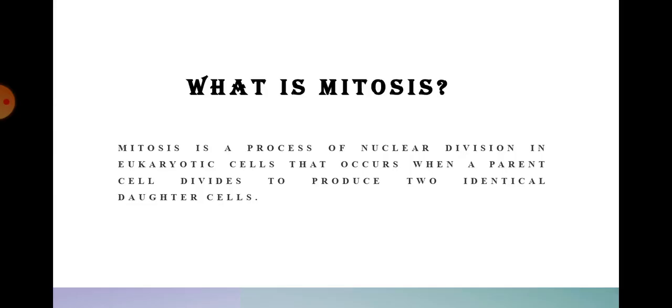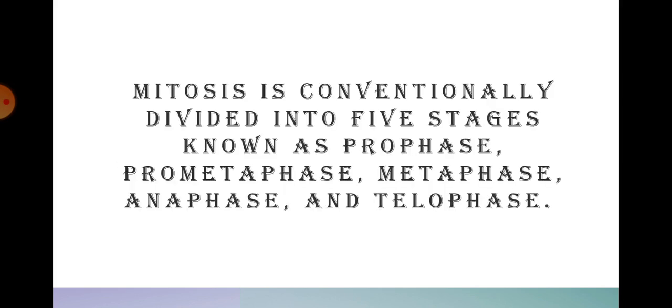What is mitosis? Mitosis is a process of nuclear division in eukaryotic cells that occurs when a parent cell divides to produce two identical daughter cells. When we say mitosis, it is a part of the cell cycle in which replicated chromosomes are separated into two new nuclei. Mitosis is conventionally divided into 5 stages, known as prophase, prometaphase, metaphase, anaphase, and telophase.